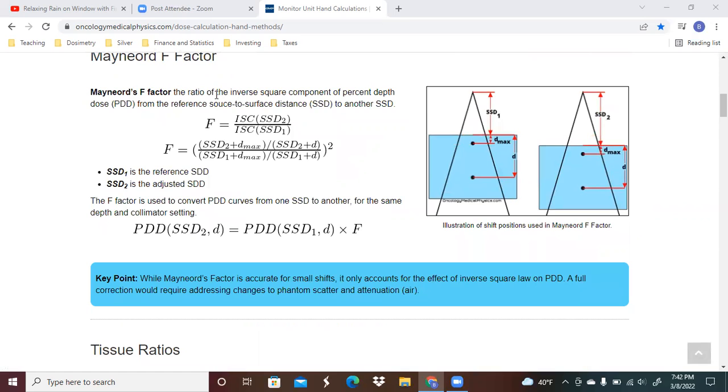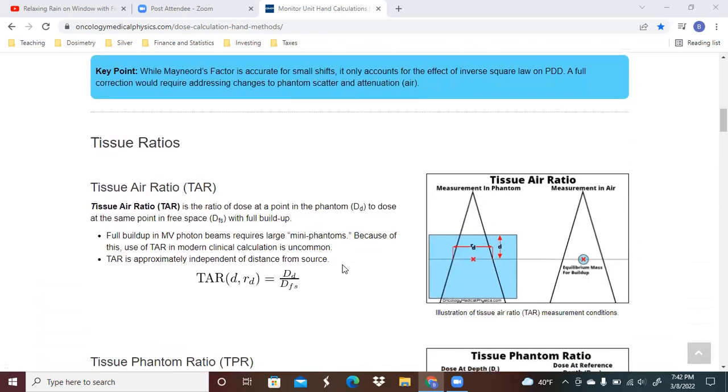The Mayneord F factor is the ratio of the inverse square component of percent depth dose from the reference source to surface distance to another one. Now, we've been through the Mayneord factor here before. So we've seen the inverse square correction before, and the inverse square correction for the second SSD is compared to the first. How does that change? This is accurate for small shifts, but it only accounts for the effect of the inverse square law on PDD. Full correction would require addressing changes to phantom scatter as well as attenuation in air.